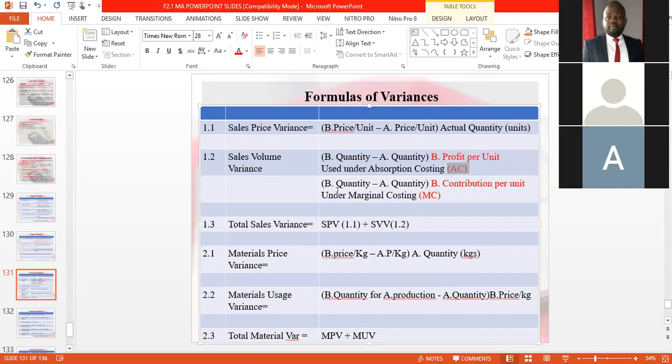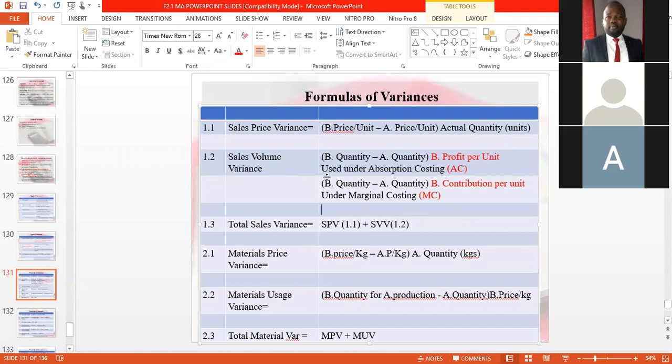Under marginal costing, the formula changes. Budgeted quantity remains the same, actual quantity remains the same, but what changes is now the budgeted contribution per unit. Remember, how do we calculate contribution per unit? Contribution per unit is selling price per unit minus variable cost per unit.